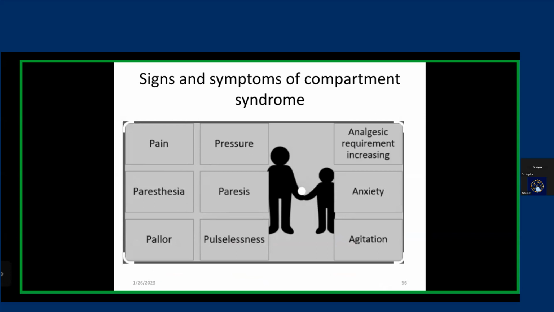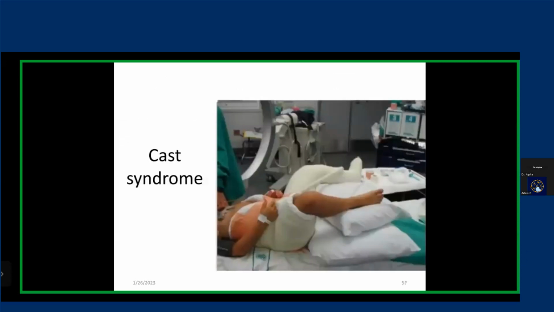We need to look out for increase in analgesic demand. That means pain out of proportion. So if the pain is increasing, they'll require more analgesics. So we need to keep that in mind. And if the patient is just generally anxious and agitated, we need to think of compartment syndrome. And it's always better to overdiagnose when it comes to these kinds of surgical emergencies than to underdiagnose. You don't want to miss compartment syndrome on your watch. You need to always keep an eye out for that. You need to prevent it, and if it happens, it should be operated on as soon as possible. So look for increased analgesic requirement, anxiety, and agitation in the patient.